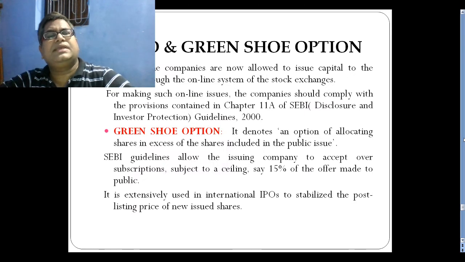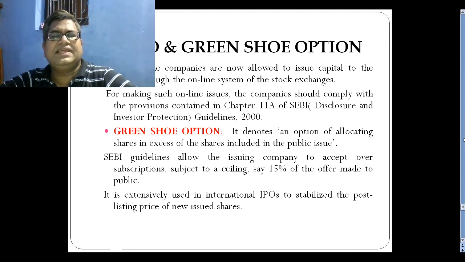Another one is the EIPO and green shoe option. These are the new types of methods through which funds can be raised. EIPO means electronic initial public offerings, that is, offerings through the online systems of the stock exchange. Now the companies are allowed to issue capital to the public through the online system according to the SEBI disclosure and investor protection guidelines 2000, through which funds can also be raised.